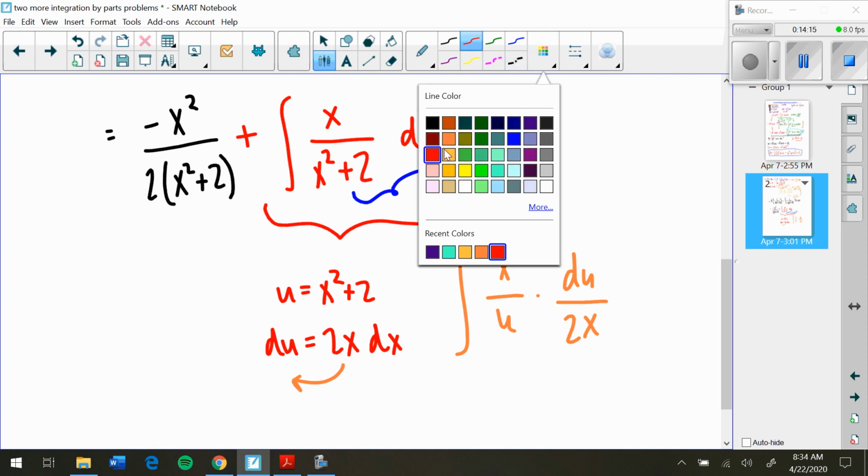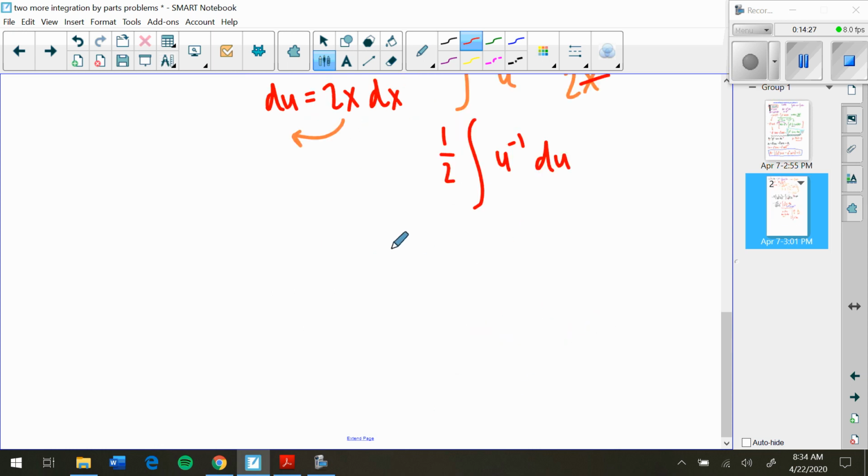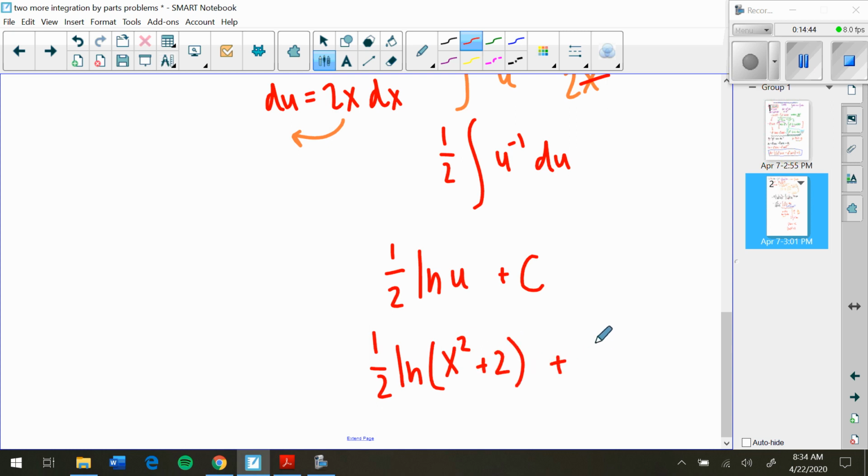So what can I cancel? I can cancel my x's. I can bring the 1/2 out front. So I have 1/2 the integral of u to the -1 du. That's not bad. That's not bad at all. Or I really have 1/2 natural log of u, technically, plus c. Remember our u was, what was our u again? Oh, x squared plus 2. I have a plus c.